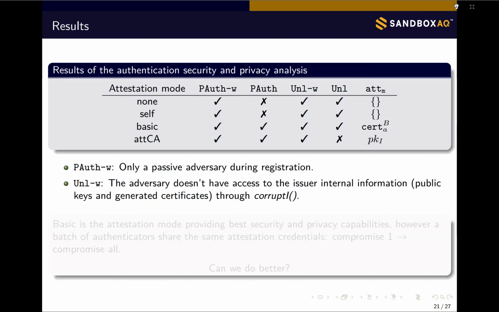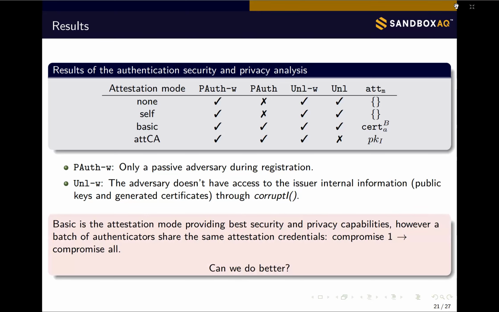And then for the attestation CA mode, we also had to consider a weaker notion of unlinkability, where the adversary doesn't have access to the internal information of the issuer. The reason is that in attestation CA mode, the issuer can keep track of the attestation certificates that it is issuing for the different authenticators, and later on, this can be used to identify authenticators that want to register.